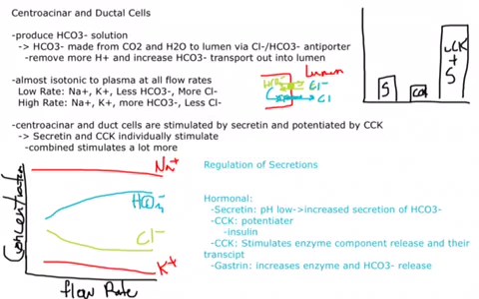So now that we know how we produce it and the concentration of it in centroacinar and ductal cells, we have to know the regulation of these secretions as well. We have the hormonal regulations and the neuronal as well. Here I have the hormonal regulation listed. As the pH is low, there's an increase in secretin, which increases the secretion of bicarb.